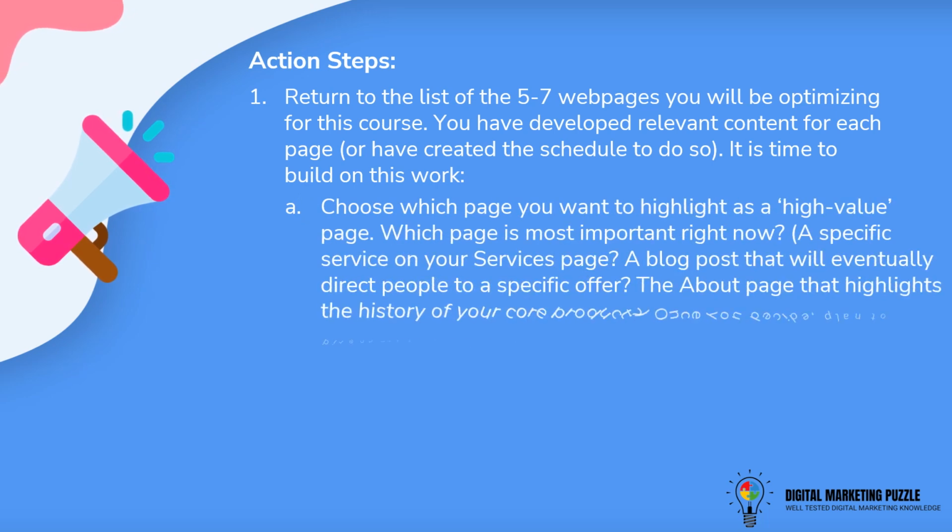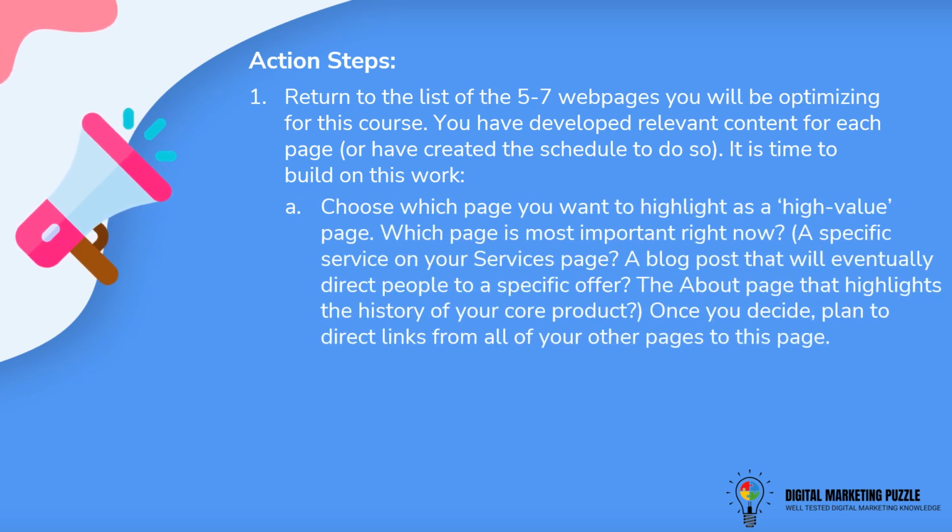A. Choose which page you want to highlight as a high-value page. Which page is most important right now? A specific service on your services page? A blog post that will eventually direct people to a specific offer? The About page that highlights the history of your core product? Once you decide, plan to direct links from all of your other pages to this page.